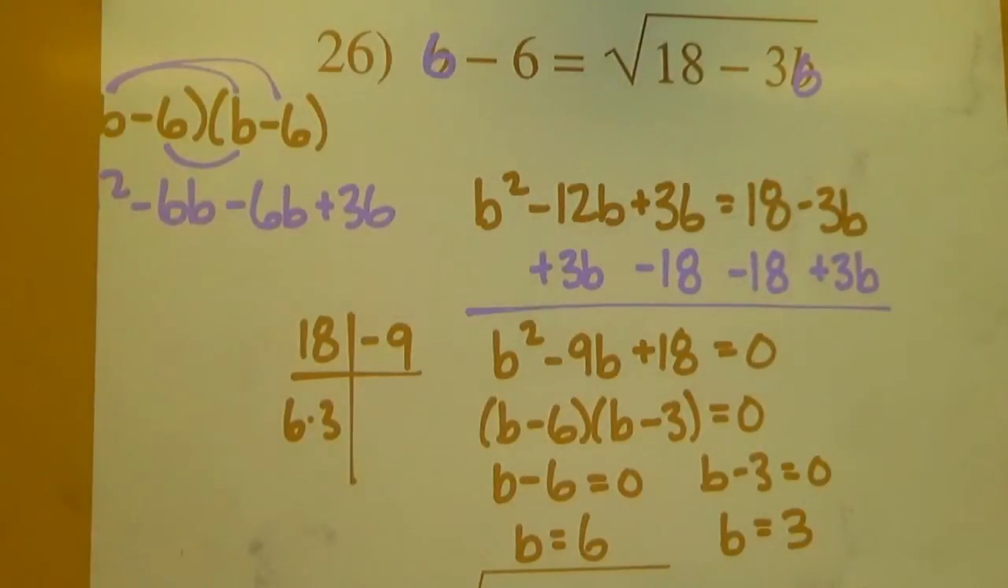So this works. Now let's see if 3 works. It's negative 3. So we get, well, this is negative 3. Then we get 3 times 3 is what? 9. So 18 minus 9 is 9. What's the square root of 9? 3. So does negative 3 equal 3? Sort of, yeah, but I'm counting math, unfortunately. So b equals 6.